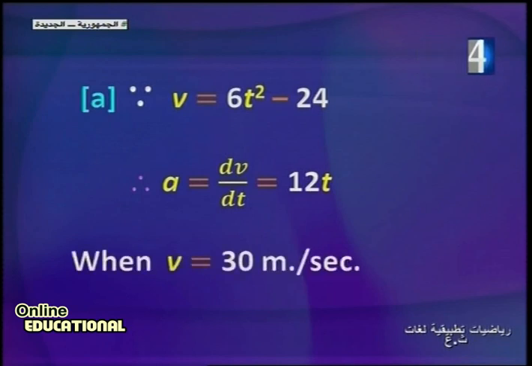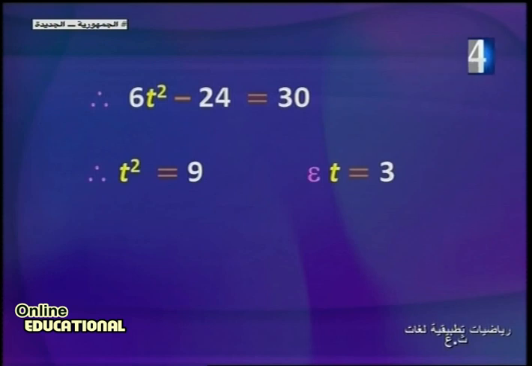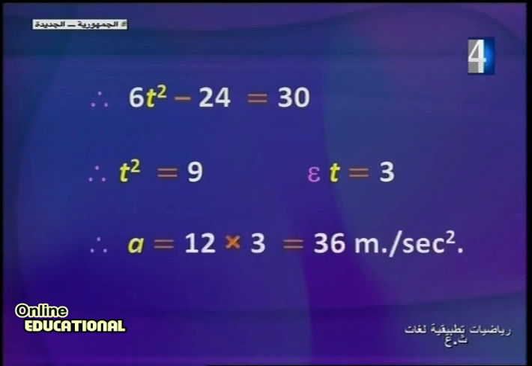Now, what is the magnitude of the acceleration of the particle when its velocity becomes 30 meters per second? When v equals 30 meters per second, then 6t power 2 minus 24 equals 30. 6t power 2 equals 30 plus 24, which equals 54. Then t power 2 equals 9, and t equals 3 seconds. Then the acceleration after 3 seconds equals 12 multiplied by 3 equals 36 meters per second squared.